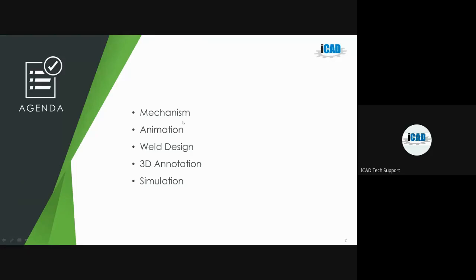Next one is the 3D annotations. As I told earlier, by using these 3D annotations we can eliminate our 2D data, 2D work, and we can give the annotations, dimensions, and geometrical symbols. All those annotations we can give in the 3D models themselves. And next, if time permits, we will cover simulation topics also.